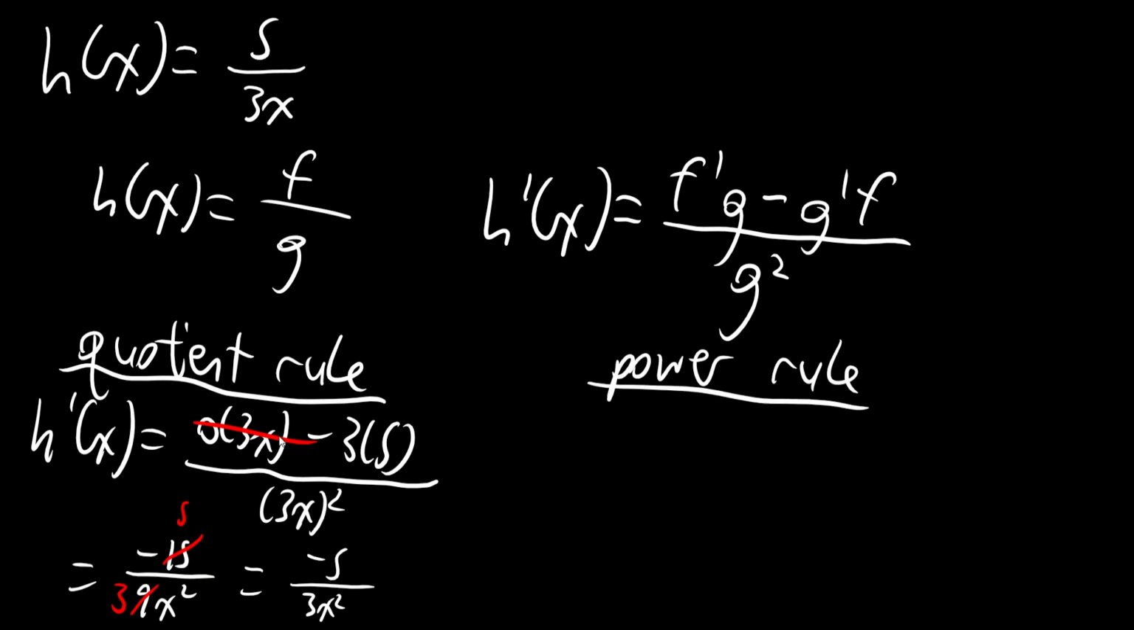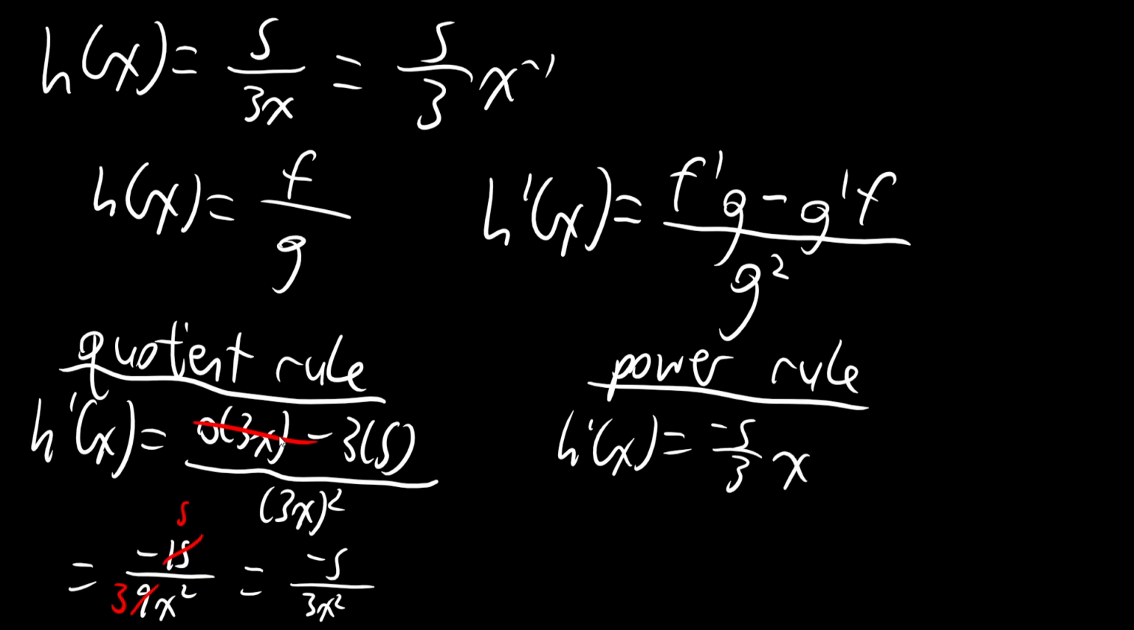Now, let's go ahead and use the power rule just to show that it works. The power rule, first we'll have to rewrite this function as 5 over 3 times x to the negative 1. That way the exponent is nice and clear. So, the derivative will just be 5 over 3 times negative 1 is going to be negative 5 over 3 times x, negative 1 minus 1 is going to be negative 2. So x to the negative 2, which is equal to negative 5 over 3x squared. Note, you get the same answer regardless of what rule you use.